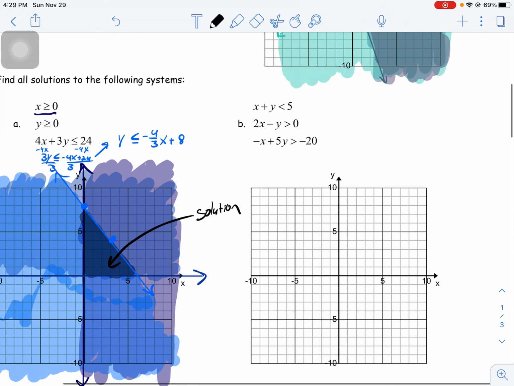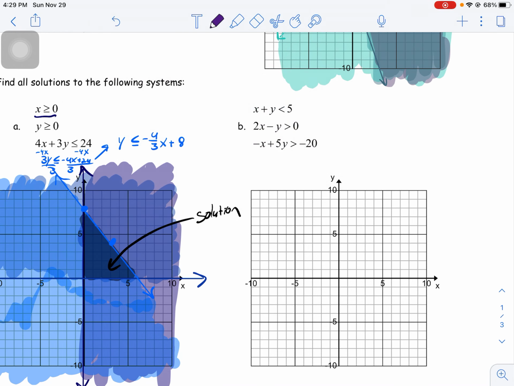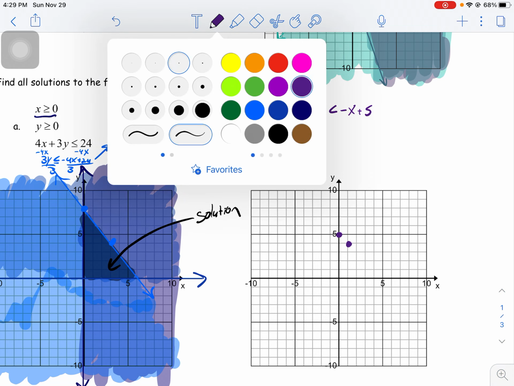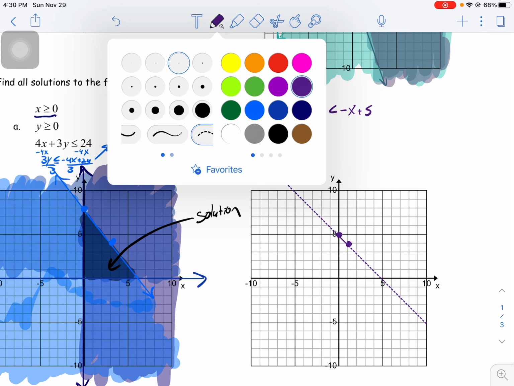All right, for B, we're going to have to do some solving here to make sure that we get all of the correct graphs. So if I subtract x, you would get y less than negative x plus 5. So that one's good. We go positive 5, down 1, right 1. This is a dashed line because it's just less than. So we're going to go dashed line, like here. It's not making it great, but you get the idea. Like this.